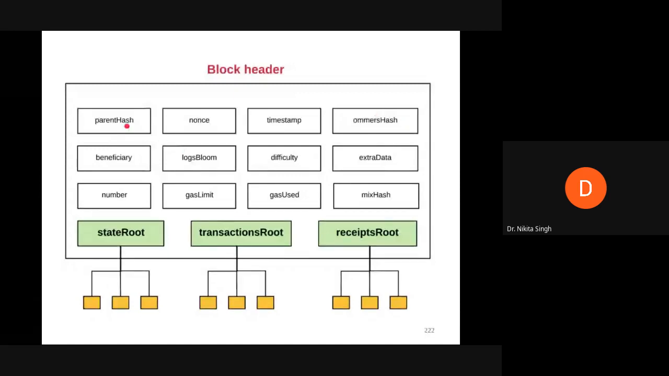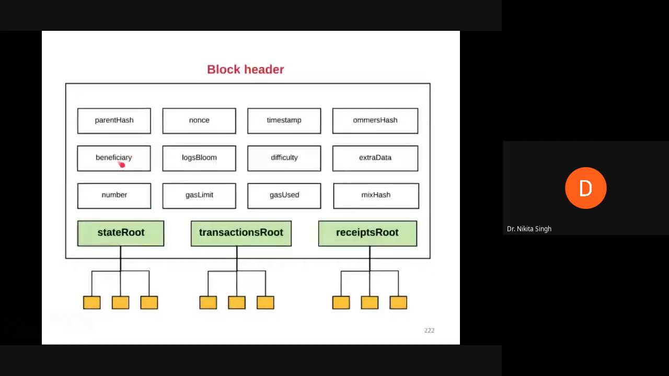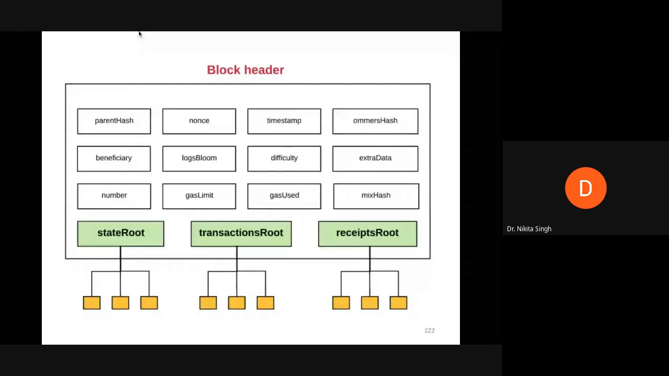So we know what a parent hash is. The parent hash is the hash of the parent block's header, and this is what makes the blocks a chain. Then we have the Omer's hash, which is the root hash of the list of Omers that have been included in your block. Then there is the beneficiary. The beneficiary is the account address which will receive the fee for mining this block. So beneficiary means the account address, or the Ethereum address, of the miner.